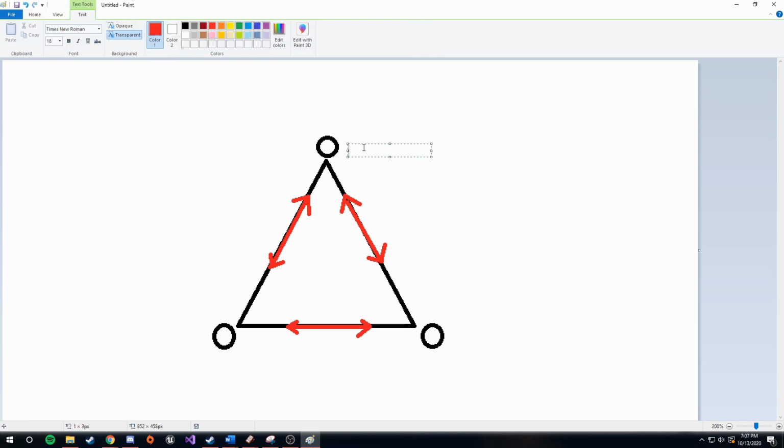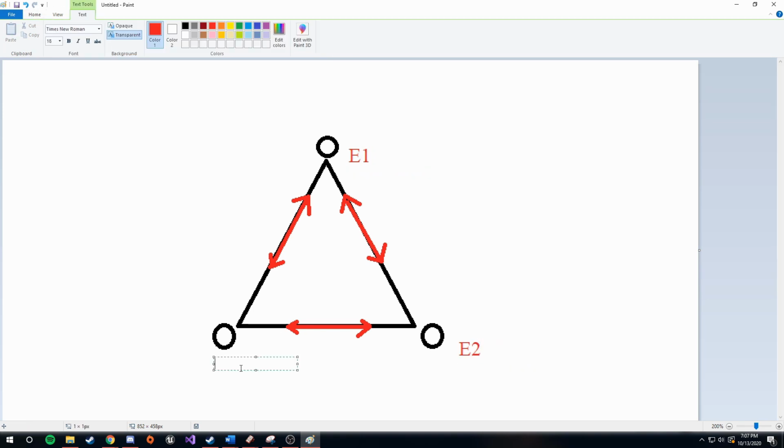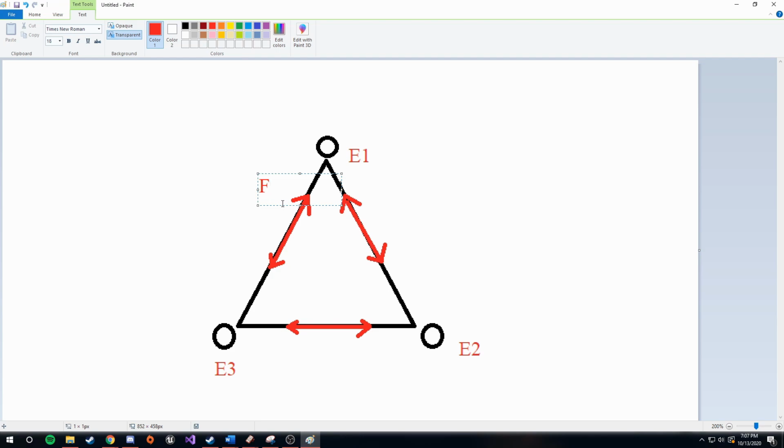We'll name this E1, E2. What is our recitation group number? 44, right? Yeah, 44.